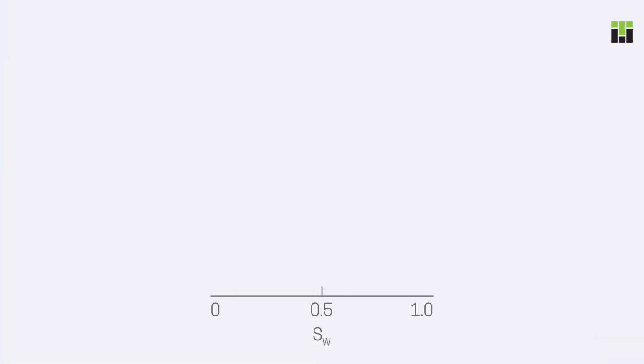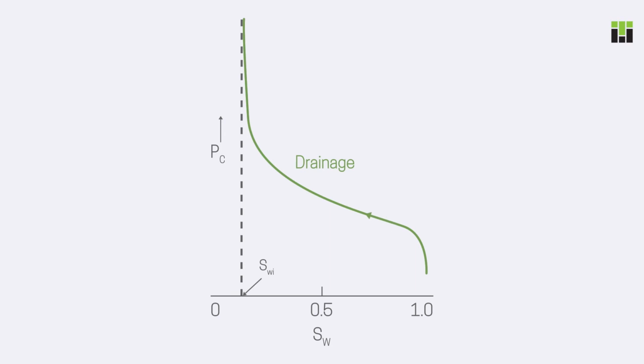Let's study typical capillary pressure curves. They describe two fundamental processes that happen in a reservoir: drainage and imbibition. Drainage happens when we displace a wetting phase, that is water, with a non-wetting phase, that is oil. Imbibition is a reverse process. We displace a non-wetting phase with a wetting one. This is what happens during the recovery method called water flooding. We displace oil with water.